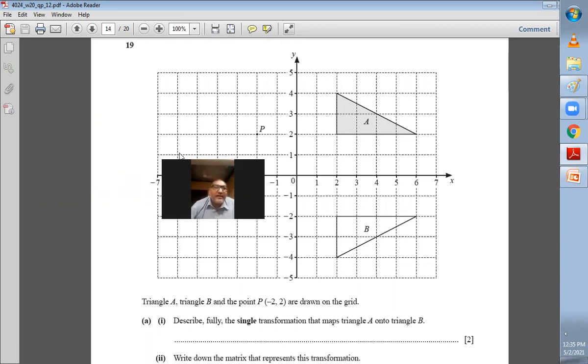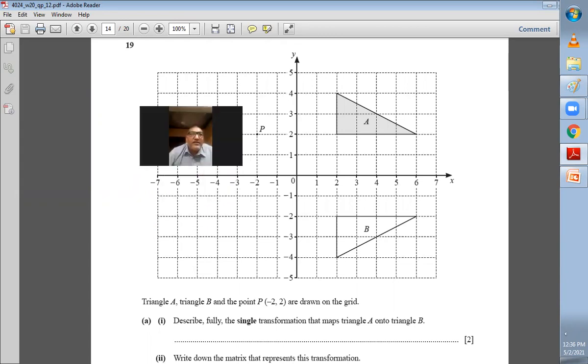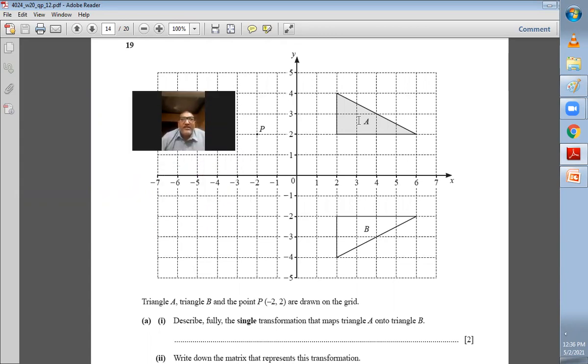So triangle A onto triangle B, you see here that this is the object, this is the image. You can see it has been flipped. The figure was, for example, like this. And now it was like this. Now it's this. Let me show you.